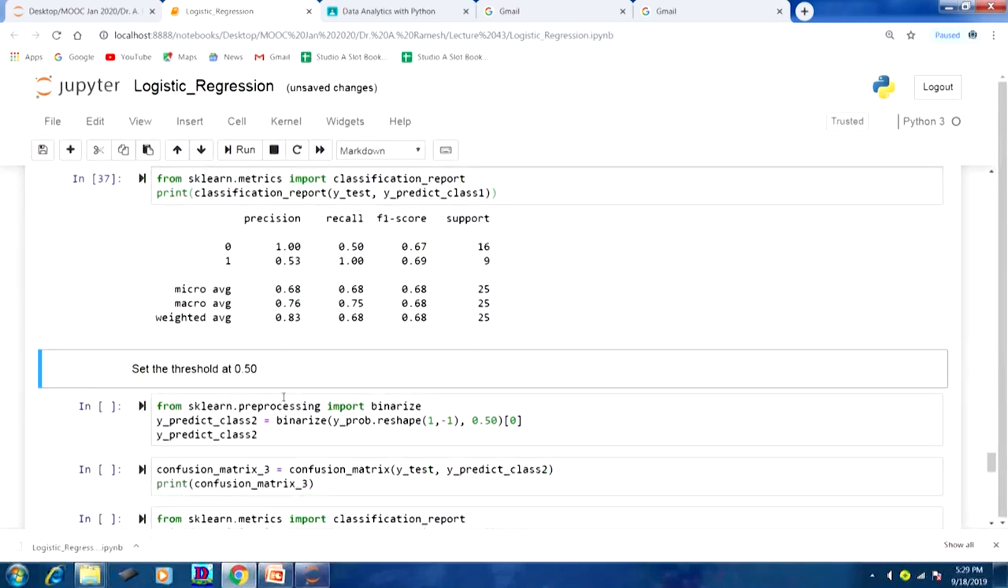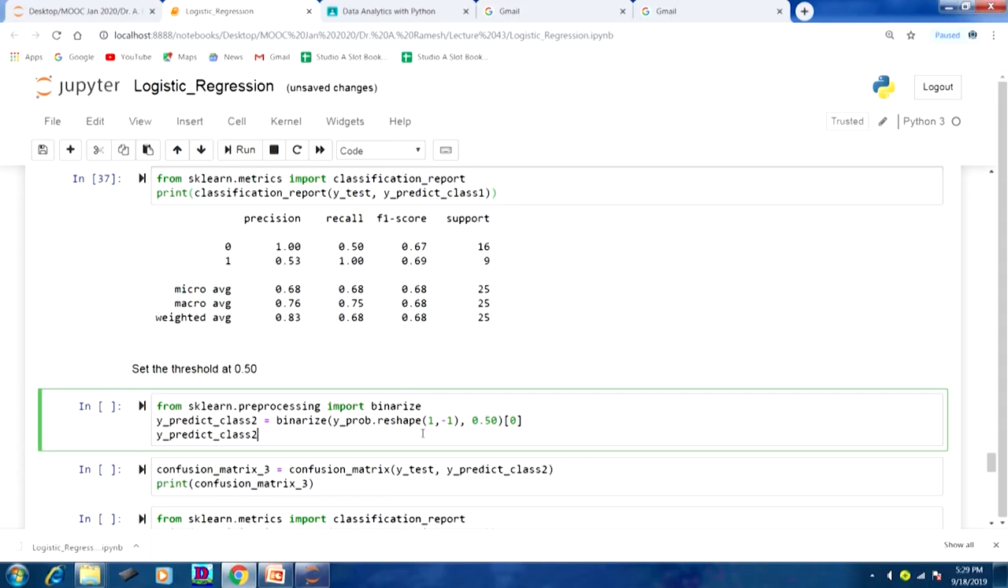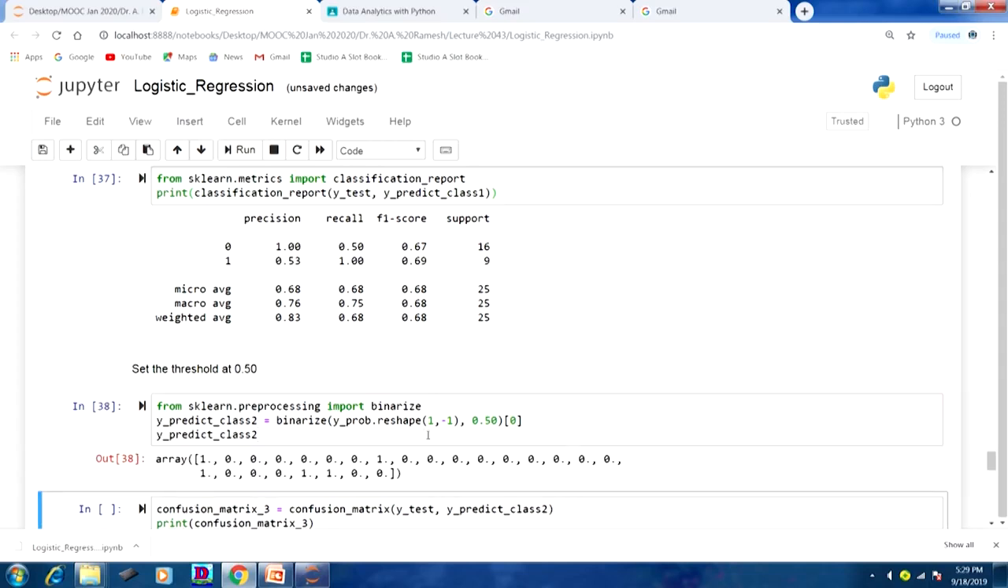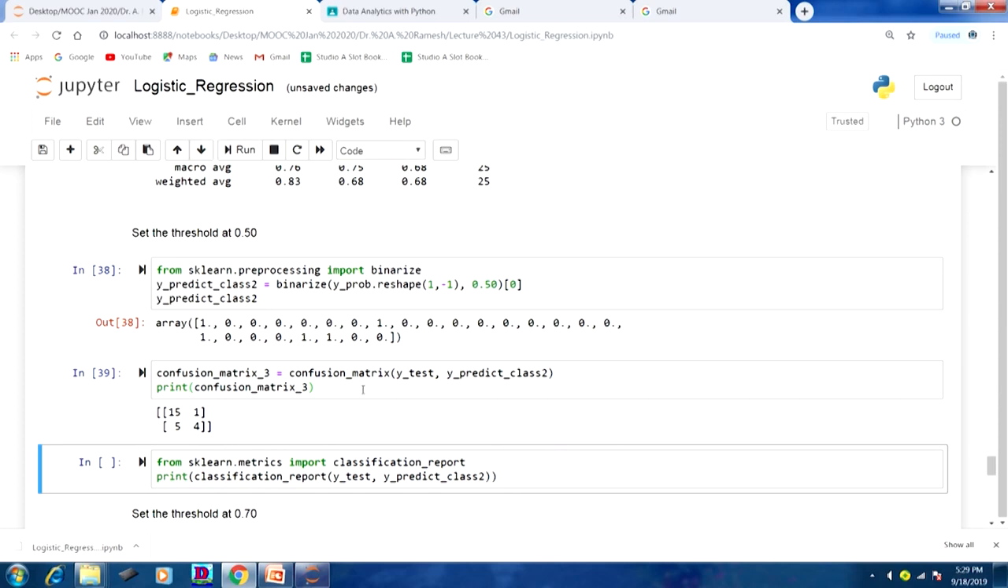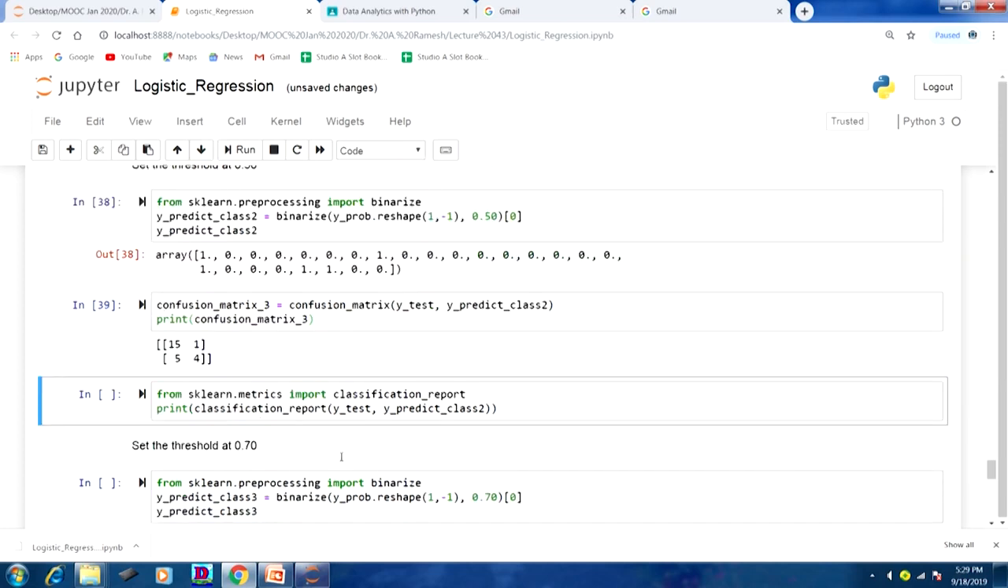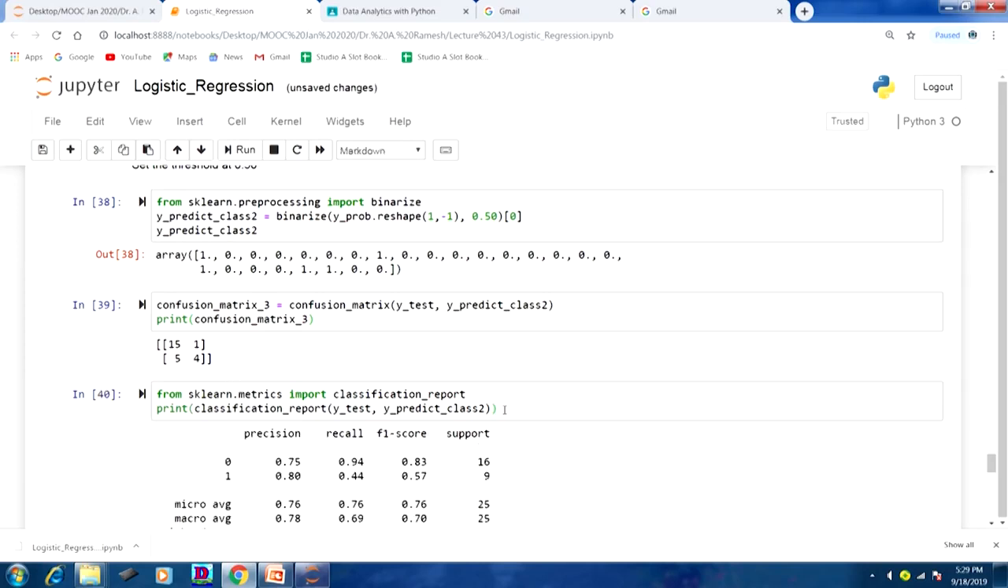Now, let us go for another threshold value, that is 0.5. When it is 0.5, you see that I have changed this value into 0.5. Let us get the predicted y value, this is the predicted y value. Then let us draw the confusion matrix. What has happened? The threshold value has moved to the right hand side, we are getting more true negative and less true positive values. For this, let us get the classification report.